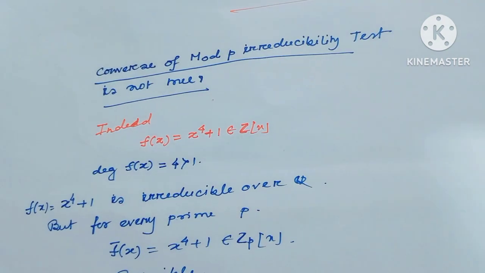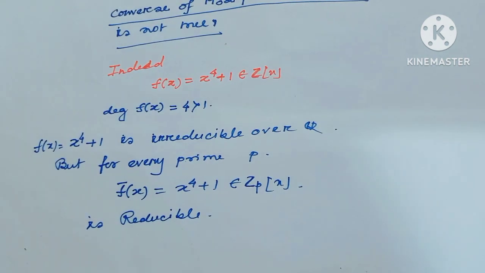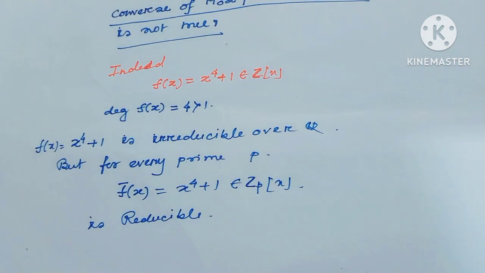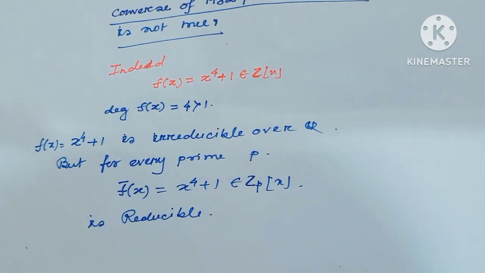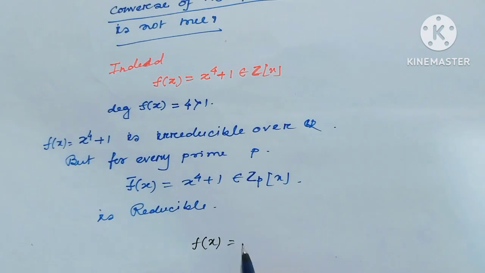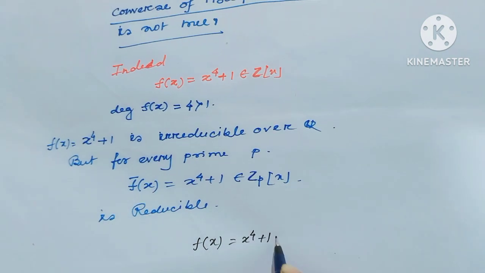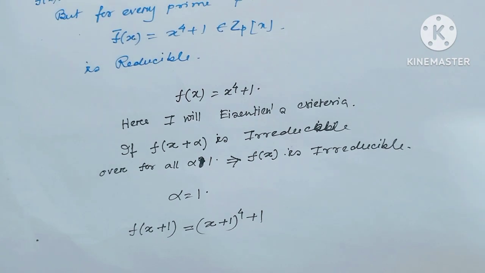But for every prime p, f bar(x) would be x to the power 4 plus 1, and this is reducible. I will prove this for f(x) equal to x to the power 4 plus 1. We all know why f(x) equal to x to the power 4 plus 1 is irreducible.